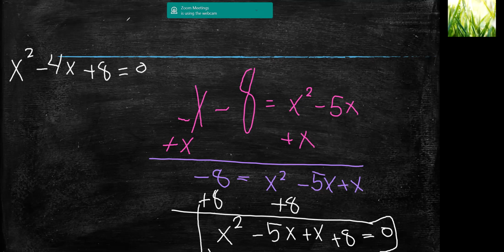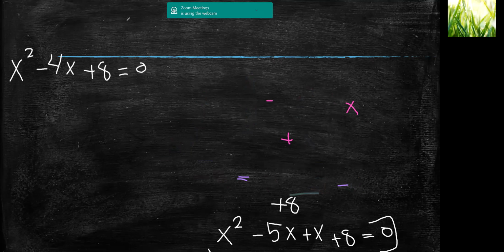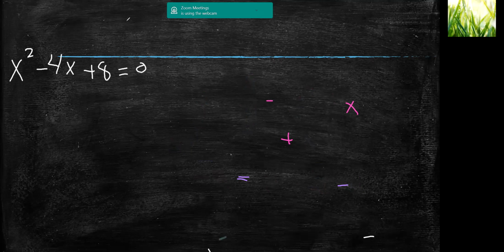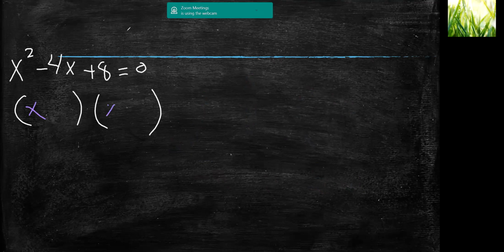Now, is it ready? Yes. Now we will factorize. Let's now factorize them. Open two brackets. Distribute the x here and here. Now, I want numbers that, if you multiply them, you get 8, and if you add them, you get negative 4.